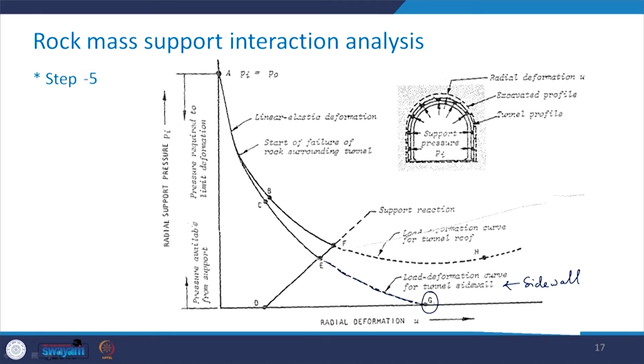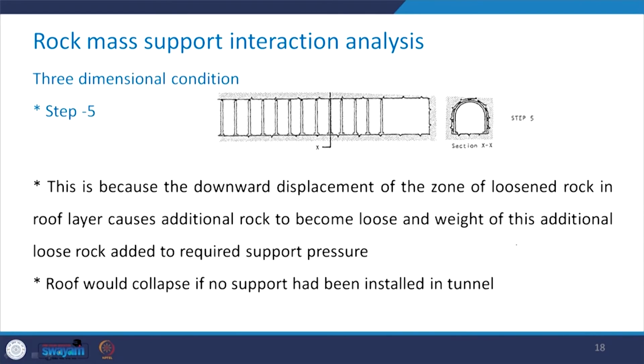So, that means here at point D, your internal support pressure becomes equal to 0. But in case of the roof, which is this curve, see, first it reduces and then it increases again. Now, what is the reason behind this kind of behavior, that first it is reducing for the roof portion and then it is increasing?